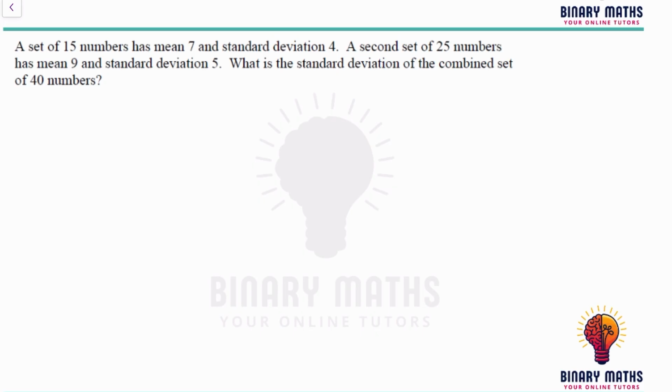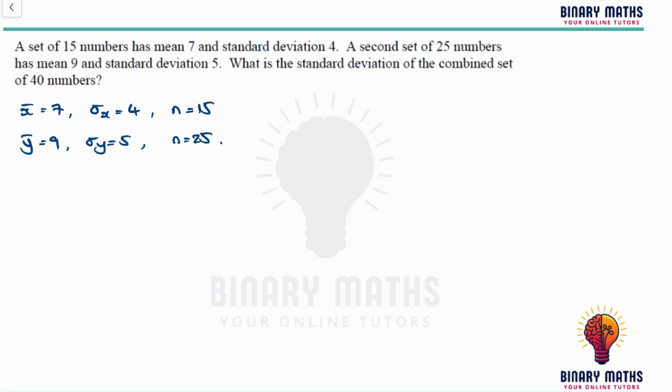Okay, a set of 15 numbers has mean 7 and standard deviation 4. So x bar is equal to 7, sigma of x is equal to 4, and n is equal to 15. A second set of 25 numbers has mean of 9, so let's call it y bar is equal to 9, sigma of y, the standard deviation, is 5 and n is equal to 25 here. What is the standard deviation of the combined set of 40 numbers?